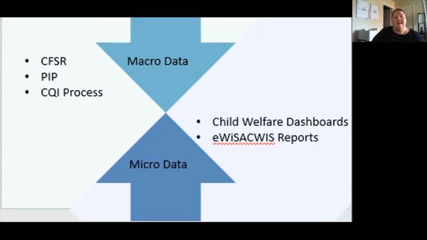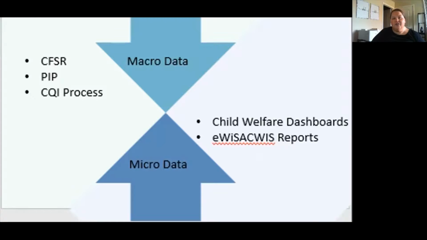The macro level data that will be reviewed consists of the CFSR, the PIP, and the CQI process. CFSR is an acronym for the Children and Family Services Reviews. The PIP stands for Performance Improvement Plan, which is developed based on the results from the CFSR. CQI stands for Continuous Quality Improvement, which is a process in which we evaluate and work to improve the quality of work in child welfare. In this section, we'll learn more about all of these.